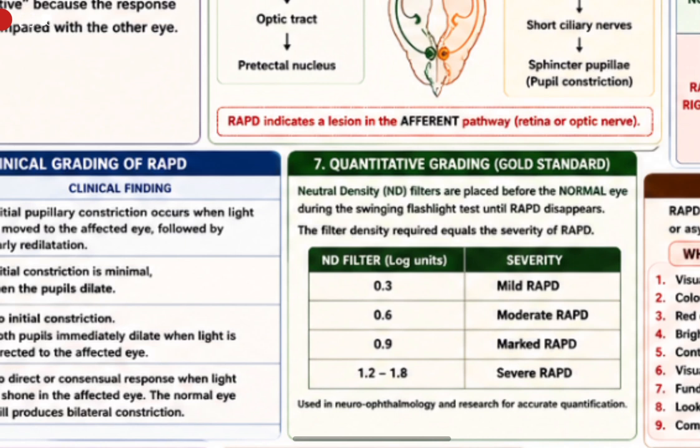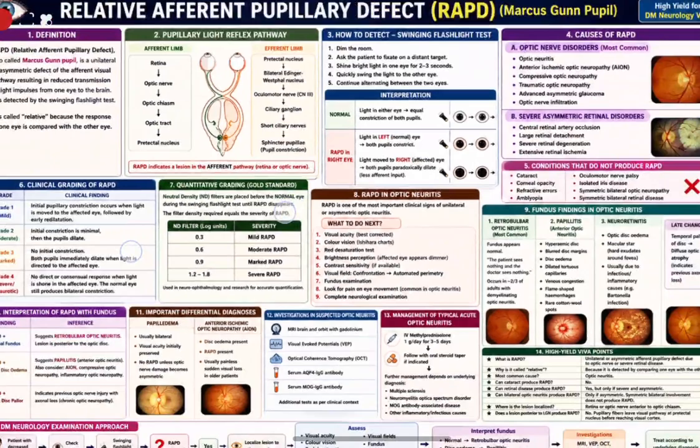Coming to clinical detection, RAPD is detected by doing the swinging flashlight test. For this, you have to take the patient to a dimly lit room first and ask the patient to fixate on a distant target. Shine a bright light into one eye for a period of 2 to 3 seconds. Quickly swing the light to the opposite eye, then continue alternating between the two eyes.